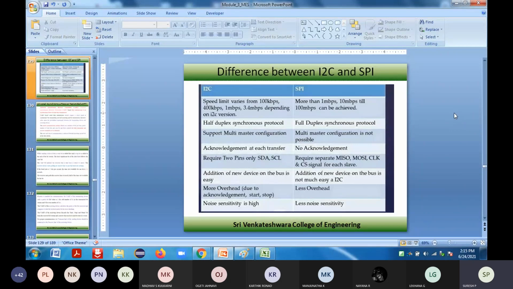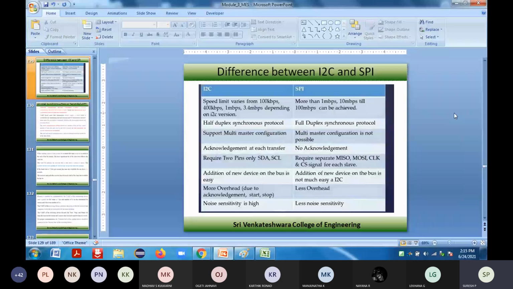More overhead is there in I2C due to the acknowledgement, start and stop. Overhead means the data transmission will take more time because we have to receive the acknowledgement. After receiving it, I again have to check whether the line is idle or not. If the line is idle, then only I can send the data. If the line is not idle, I cannot send the data. So SPI has less overhead.